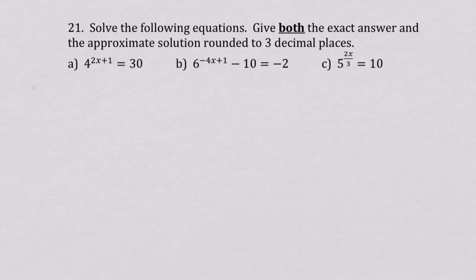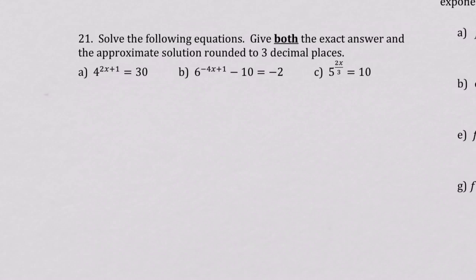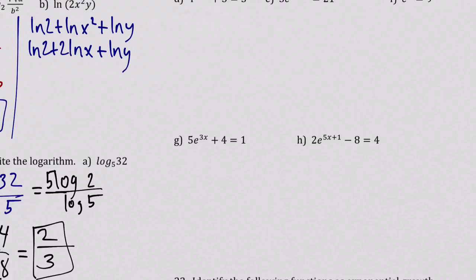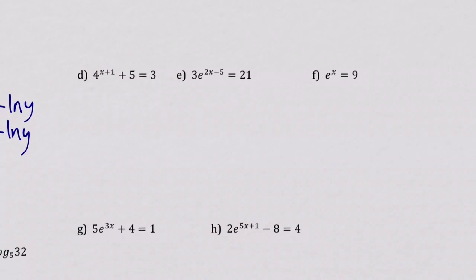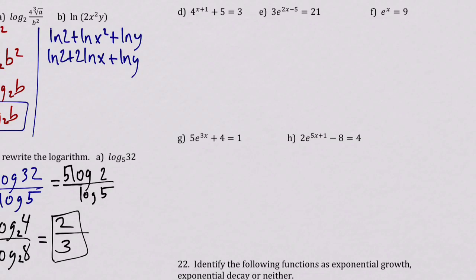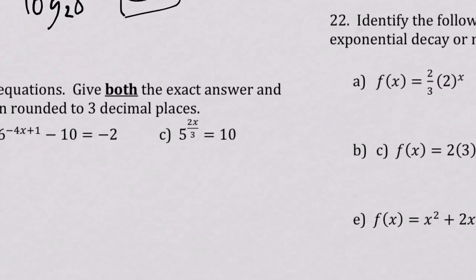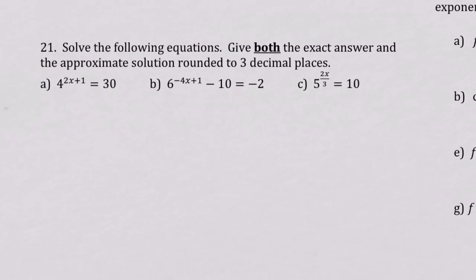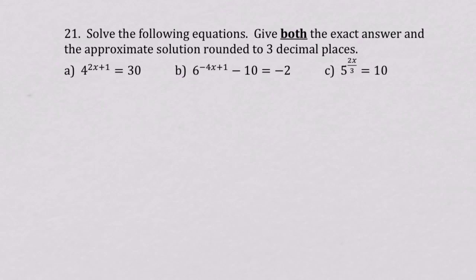Alright, number 21. Solve the following equations. Give both the exact answer and the approximate solution rounded to 3 decimal places. What I'm going to do for these problems is I am going to solve them all using base 10. And then once I get to these over here, I'm going to solve them all using whatever the base of the equation is. Okay, so you guys can see the difference between the two. But I'm not going to solve each problem in two different ways. Just so you guys see that there's multiple ways to solve it. You don't have to choose the same base every single time.